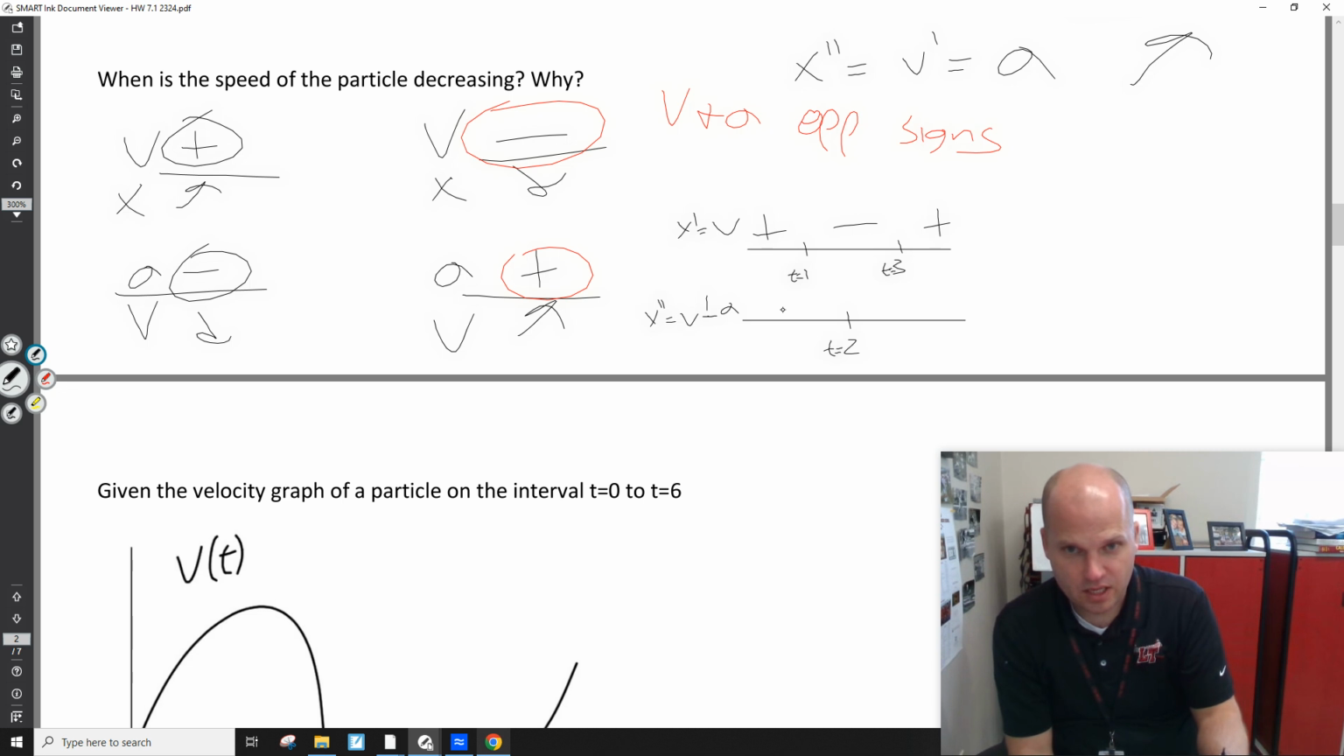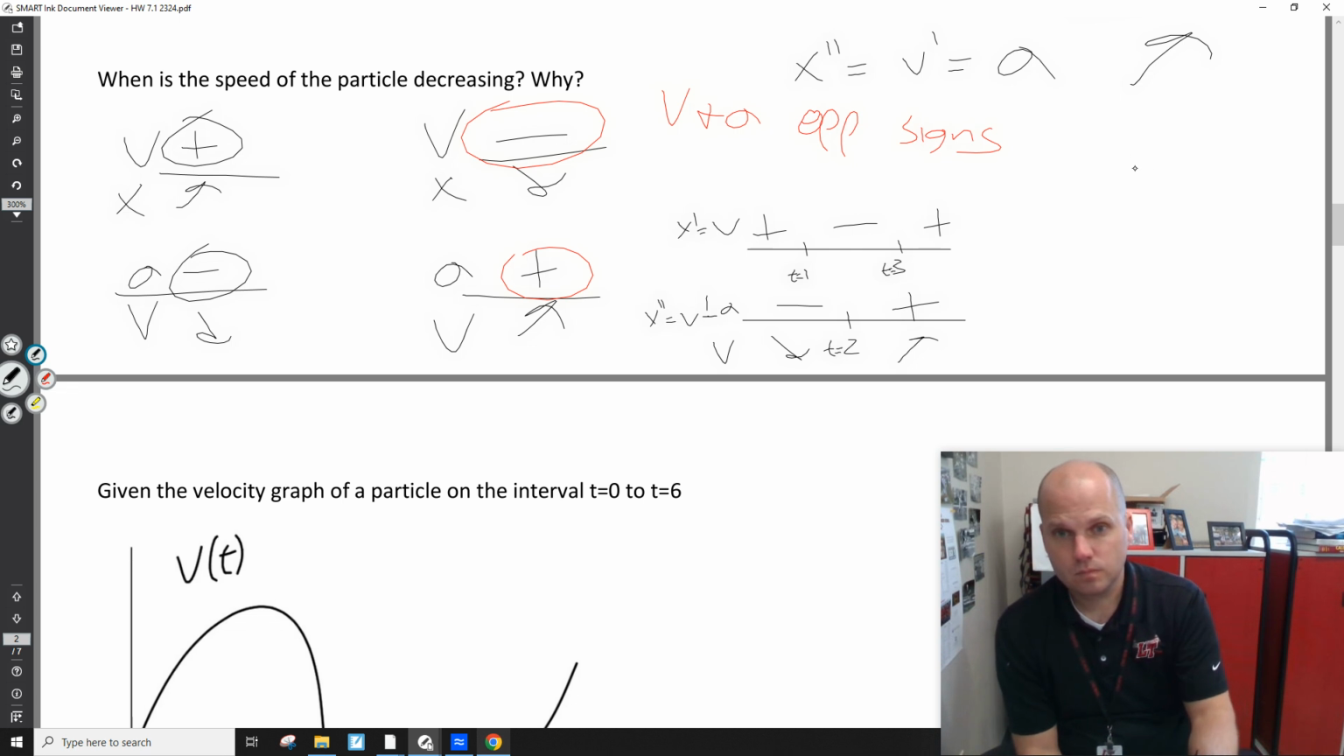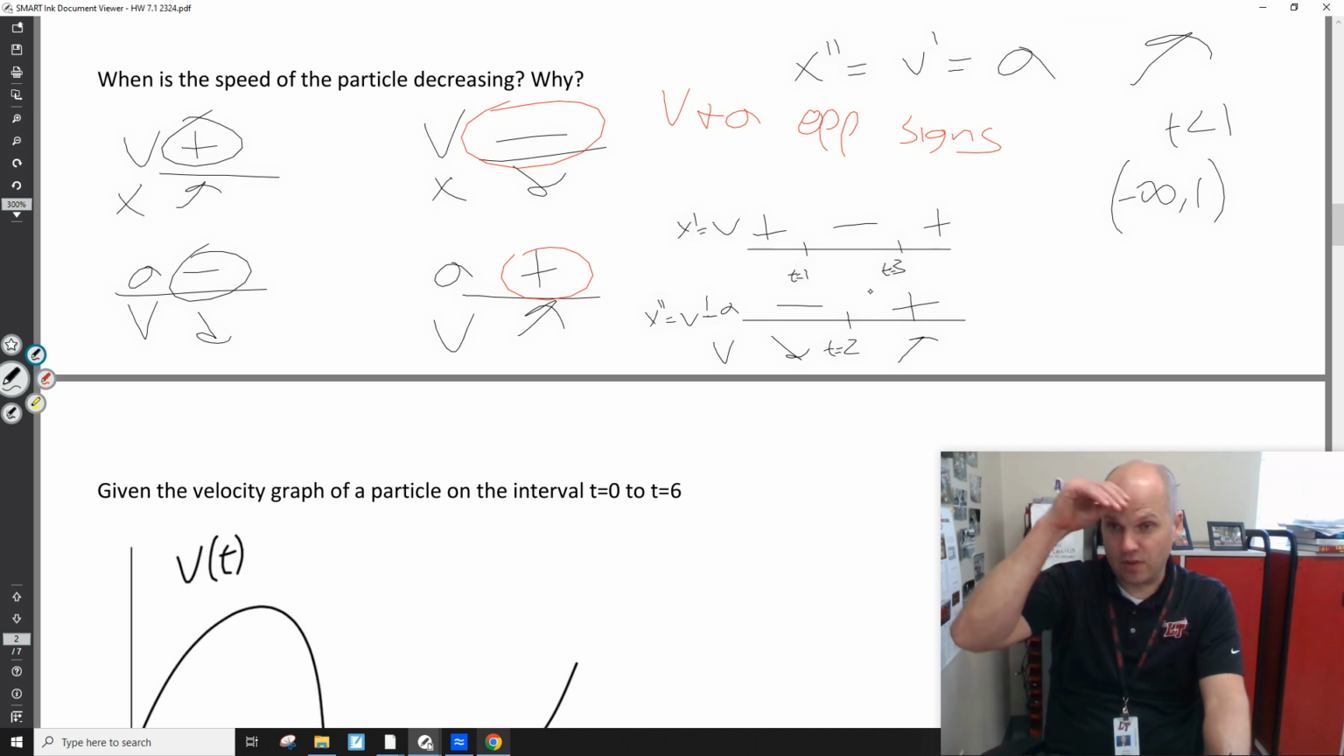My velocity values, my acceleration values are positive and negative. That means my velocity is increasing, decreasing here. So my velocity is positive, but decreasing. That means my velocity values are getting closer to 0. You can say -infinity to 1, or t less than 1. My velocity values are negative and increasing. My v is negative, my v is increasing. Negative and increasing.